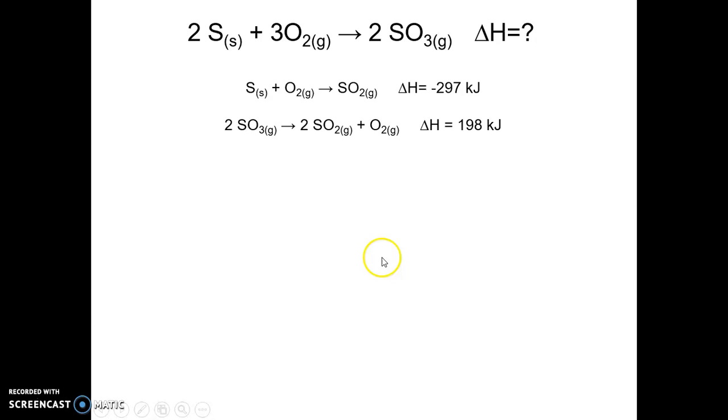Let's try this a couple more times before I let you go. So we have this reaction right here. Sulfur and oxygen make sulfur trioxide. What's the change in enthalpy? Well, we've got these other related ones here.